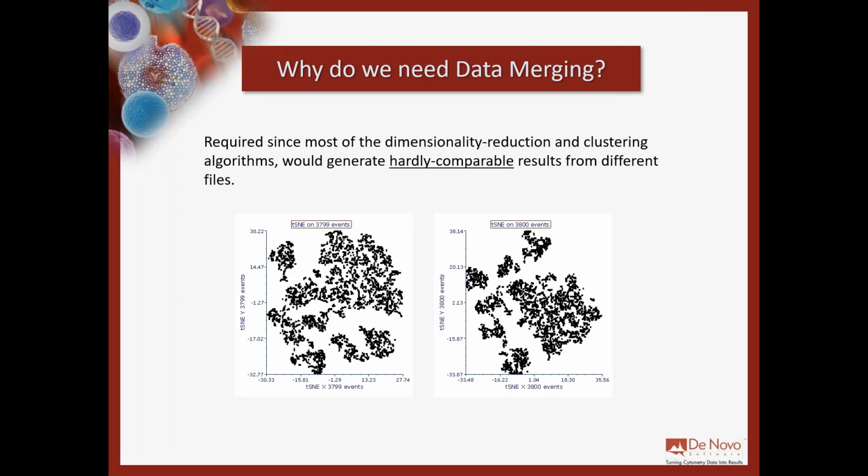They are just different. So if you run tSNE or FlowSOM or whatever on 10 different samples without merging, you will end up with 10 different mappings, and it will be really hard to compare them. So with data merging, we want to end up with a common map.